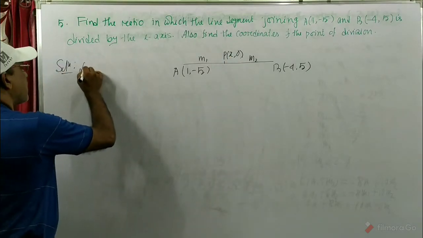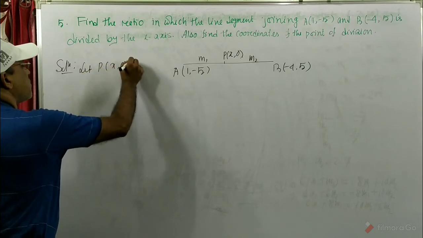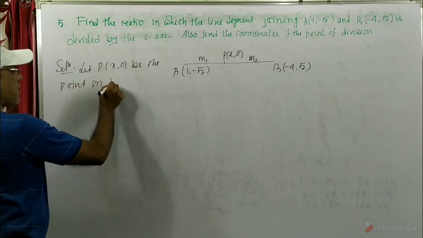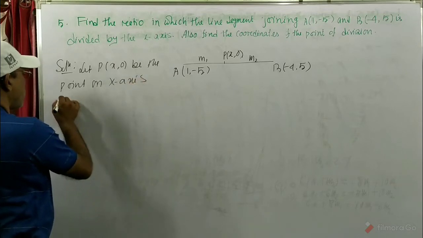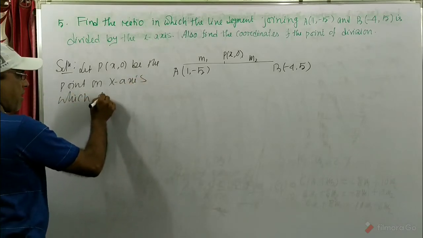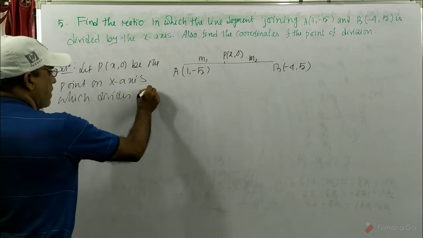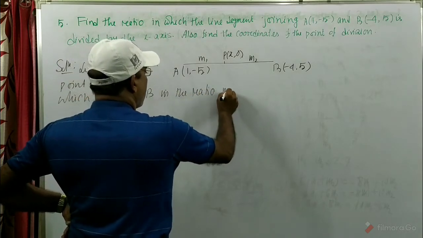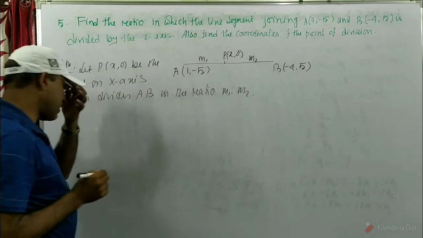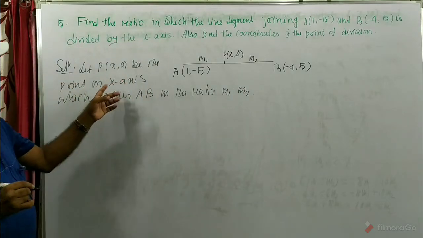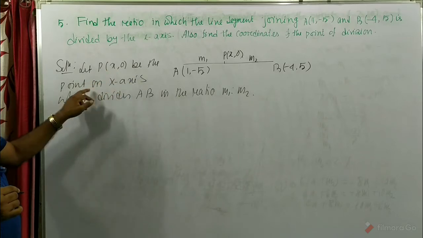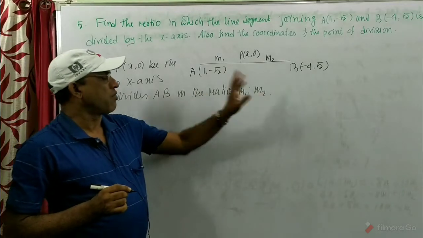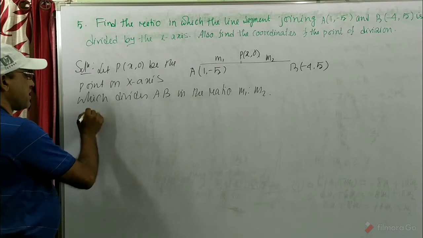So let P (x, 0) be the point on the x-axis which divides AB in the ratio m1 is to m2. We consider this.